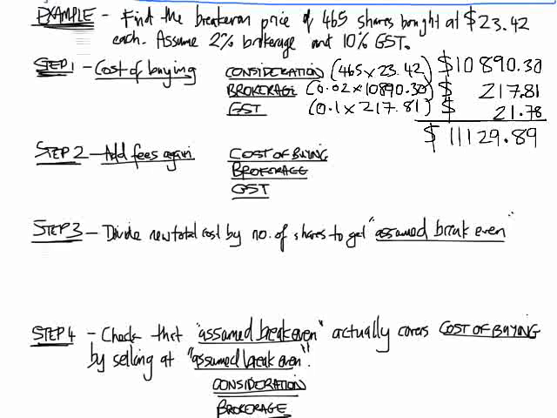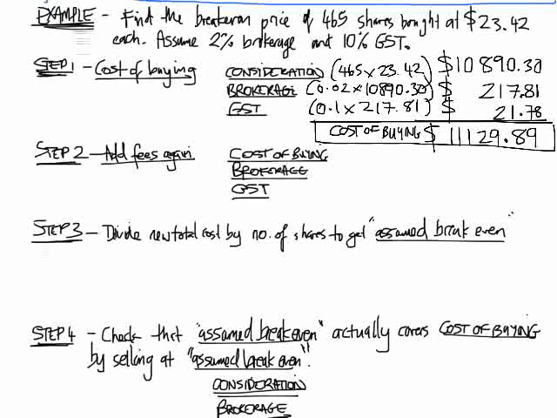So I'm going to write that there so we can refer back to it later. I'll put a box around it too. Cost of buying, $11,129.89. Now you have to add the fees on again for step 2.